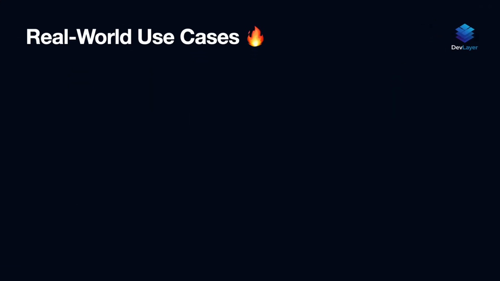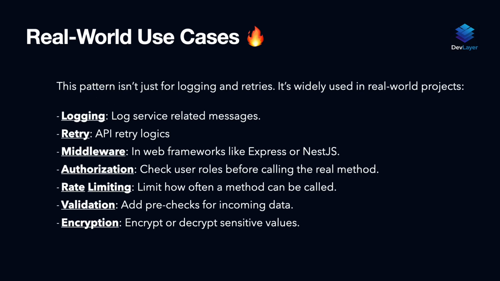Now that we have seen how the decorator pattern works, let's look at some real-world scenarios where this pattern is incredibly useful. One of the most common places I have seen it used is for logging. Let's say you have a service that sends emails or notifications, and you want to log every time a message is sent, but you don't want to clutter your main code with logging statements. That's where a logging decorator comes in handy. You just wrap your service and it logs everything behind the scenes.